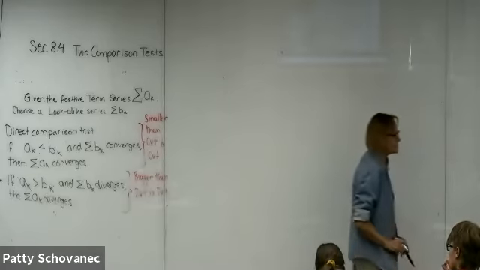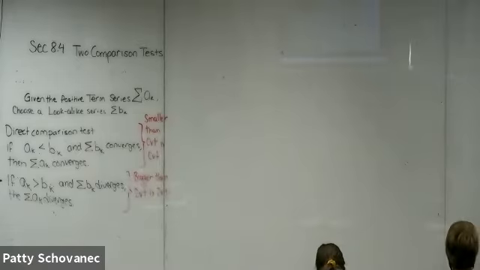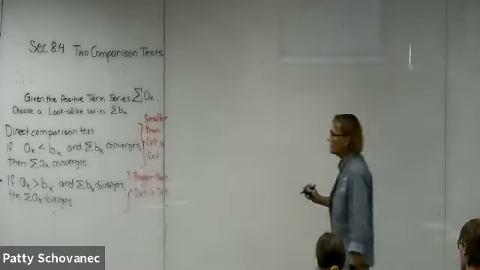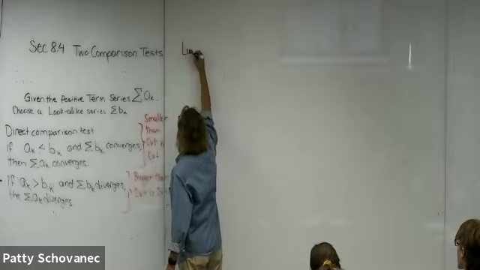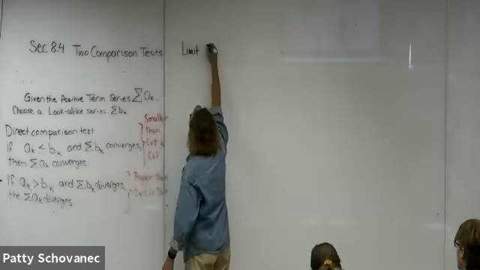The problem arises if your series is smaller than divergent or bigger than convergent. Then this test doesn't apply. Then we go on to the limit comparison test. Or we can go to it before we even do this one if you want.